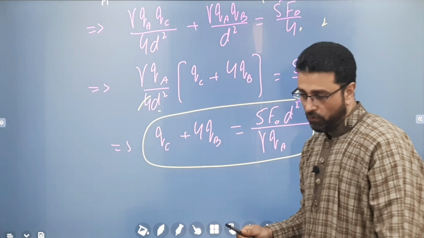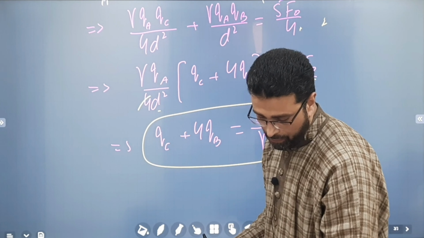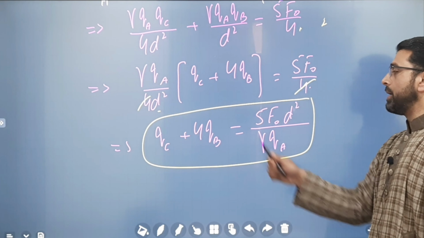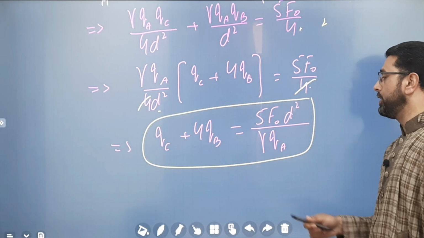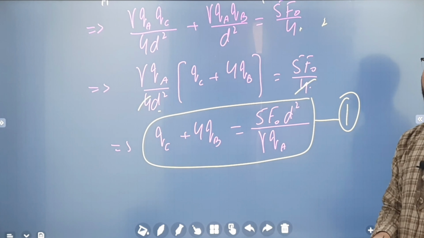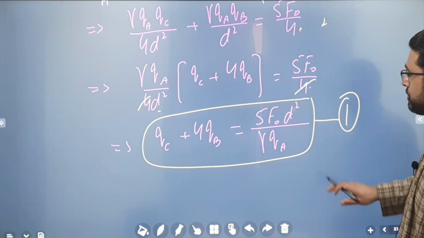So this is our first equation: QC plus 4 times QB is equal to 5 times F0 D squared divided by gamma QA. Call this equation 1.